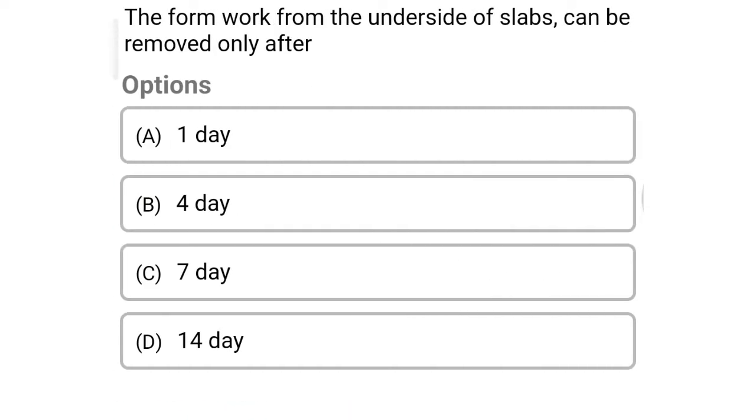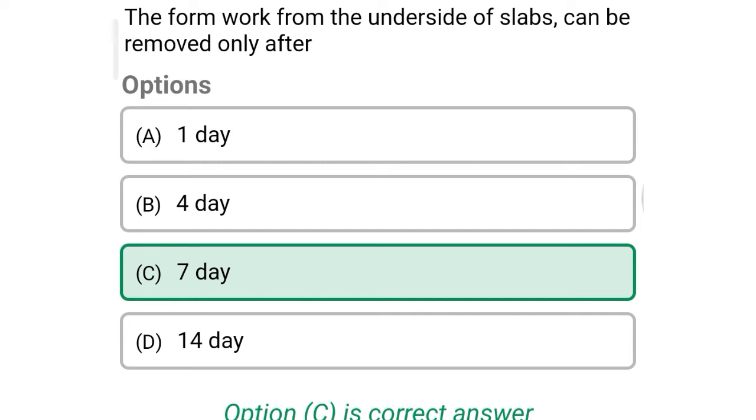So next question, the formwork from the underside of slab can be removed only after option A 1 day, option B 4 day, option C 7 day, option D 14 day. So the correct answer is option C 7 days.